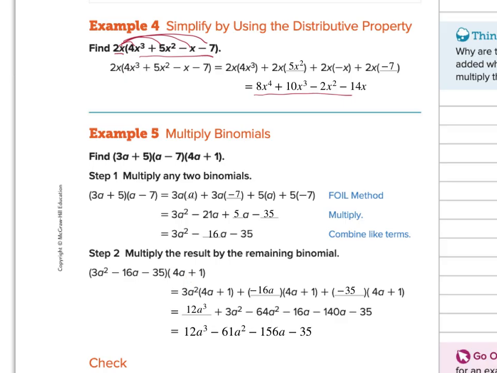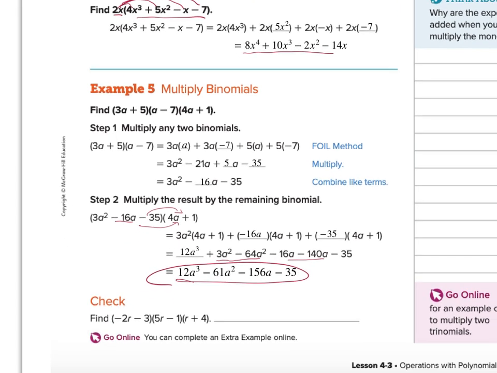And again, doing that distributive property, they took 3a squared and multiplied it by everything here. They took negative 16 and multiplied it by everything over here. They took negative 35 and multiplied it by everything over here, and they come up with this. You can see they did have to do some combining of like terms, but that's how they did that.